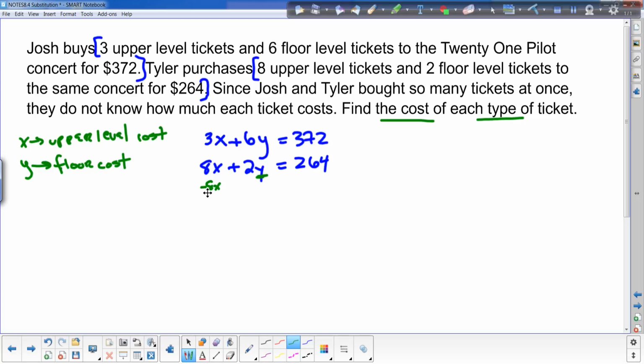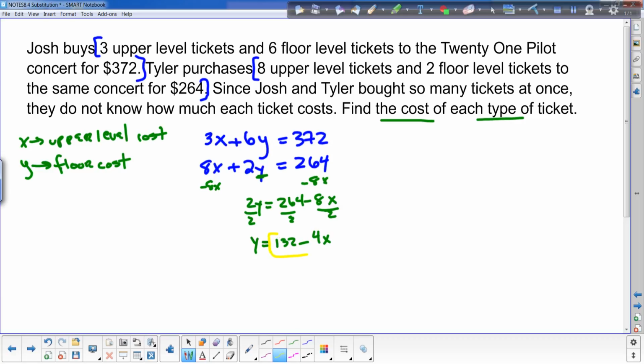So I'm going to subtract 8x on both sides. And I get 2y equals 264 minus 8x. And then I divide everything by 2. And I get y equals 132 minus 4x. Alright, so now I know y is equal to this. That means anywhere I see a y, I can replace it with this.